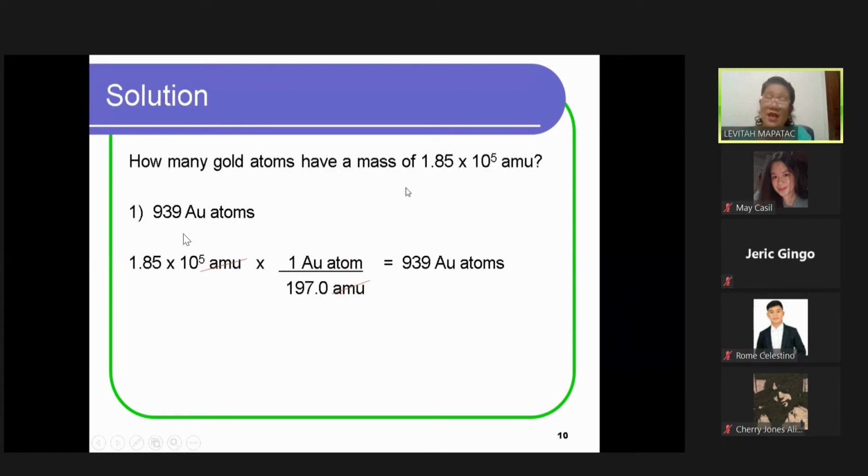How many gold atoms have a mass of 1.85 times 10 to the power of 5 atomic mass unit? So your given here is the atomic mass of your gold. Then what is needed here is the number of atoms. Use again your conversion factor. In 1 gold atom, that is equal to the atomic mass of 197.0 atomic mass unit, which was taken from the periodic table. Okay? So that is the solution.